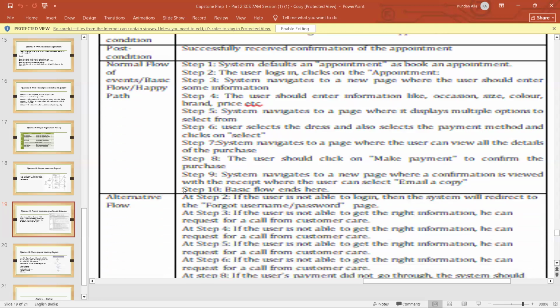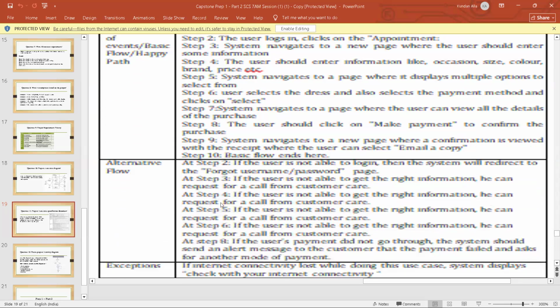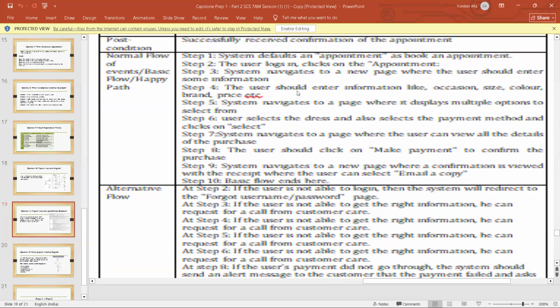So coming to the alternate flow. If the user is not able to log in, then the system will redirect to the forgot username or password page. Okay. And in step three, if the user is not able to get the right information, he can request a call from customer care. Okay. Normal flow means, if you are on a login page, what happens?